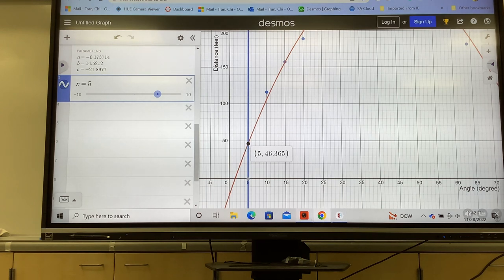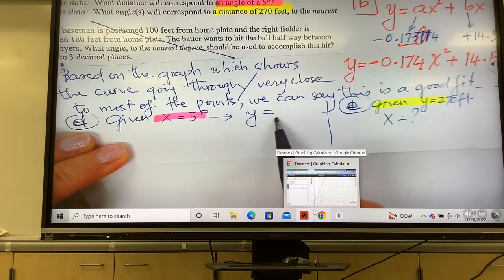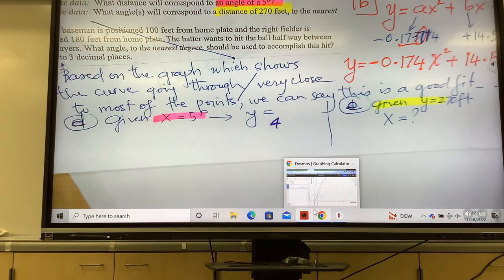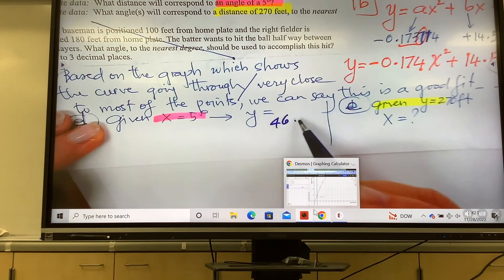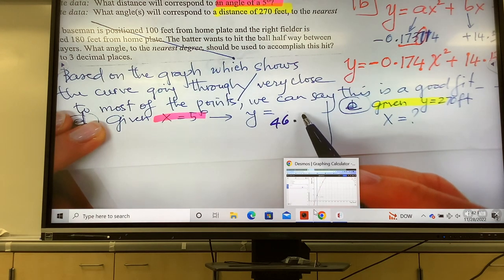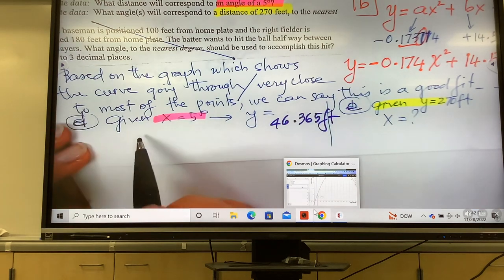So you will have y equal 40, what people? 46. One? What? 365? Is that right? Yes. 365 feet. And picture.